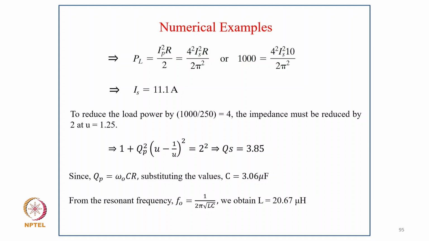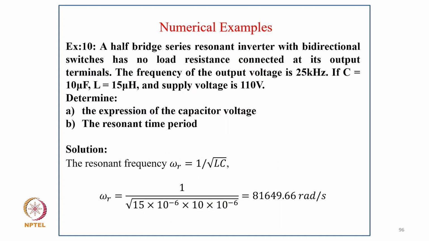To reduce the load power by a factor of 1000 upon 250, that is equal to 4, impedance must be reduced to equal to 1.25. Putting a value in that, 1 plus Qp square in bracket (u minus 1 upon u) square equal to 2 square, Qs equal to 3.85, and Qp equal to omega 0 CR, and substituting the value, C equal to 3.06 microfarad. And from this, resonant frequency f0 equal to 1 upon 2 pi under root LC, so we obtain L equal to 20.67 microhenry.